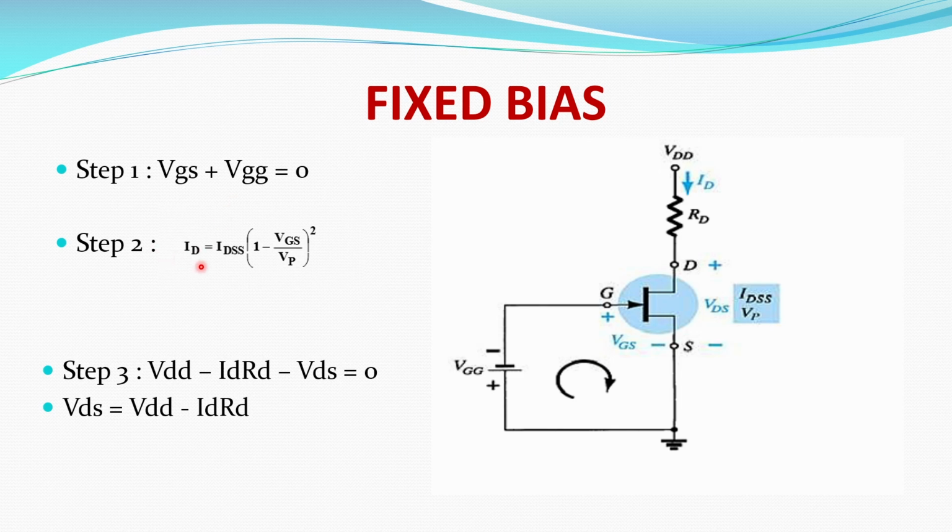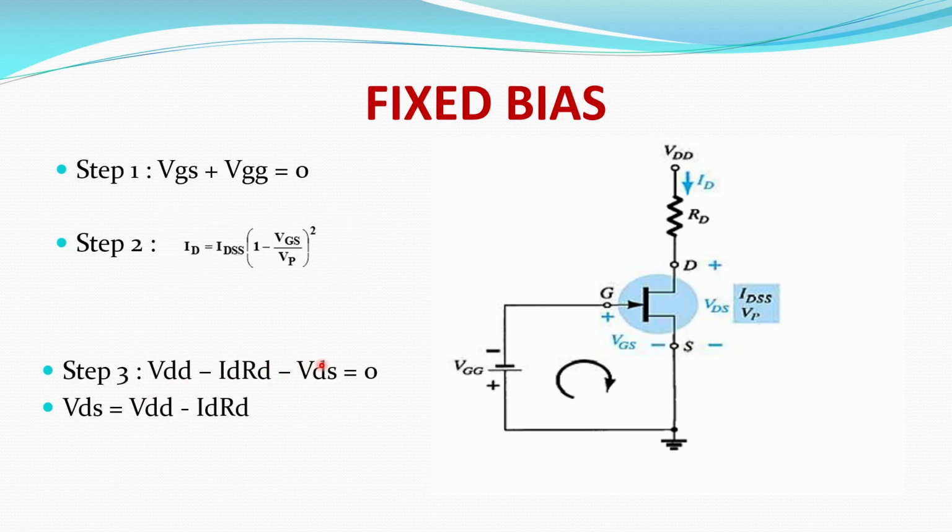And next in step 2, we know that the current value for the FET amplifier, JFET amplifier, is constant. In the previous slide itself, I discussed that the current value is the same for all the biasing methods present in the JFET amplifier. And next, step 3.